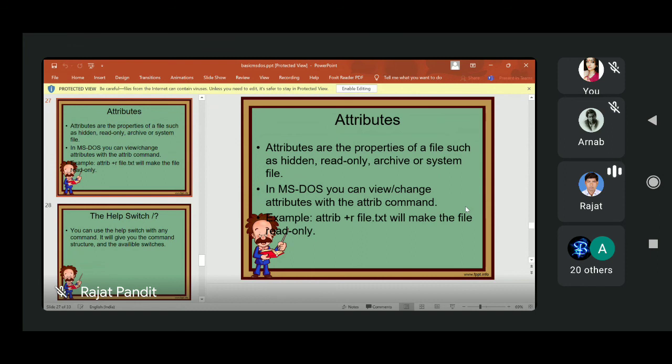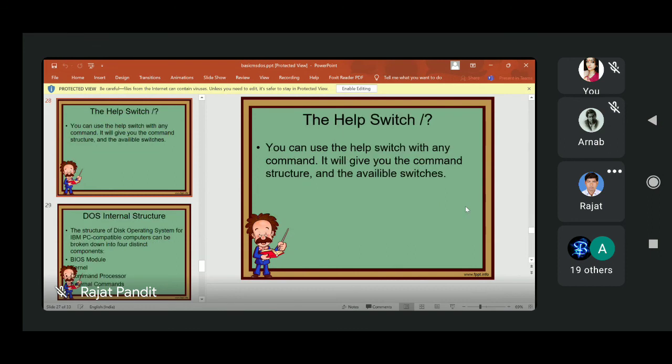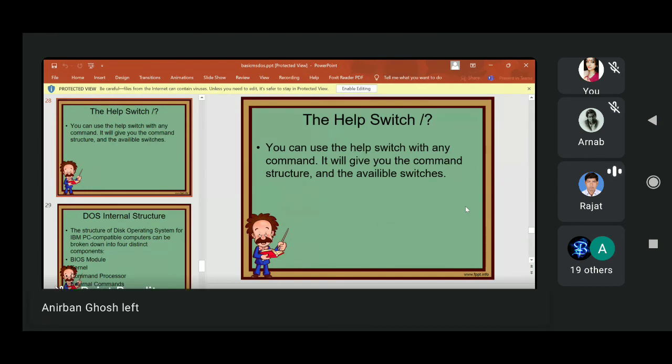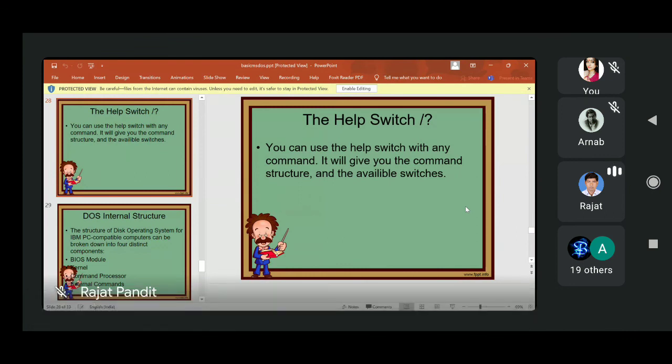So you know that we can make a file that you can only read; you cannot write, you cannot modify, you cannot edit it. So we can make a file in reading mode or in writing mode. Using this attrib command in DOS, we can do that. If I write attrib +r and then the file name, this will make the file read-only. Then the help switch, slash question mark: you can use it with any command. It will give you the command structure and the available switches.